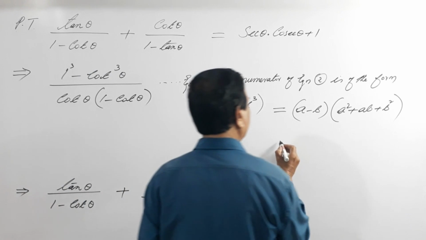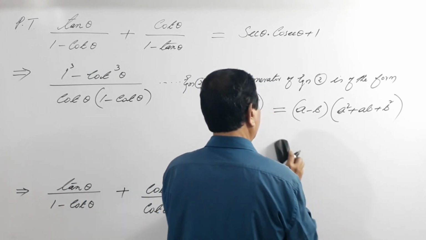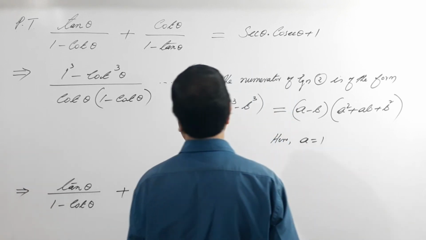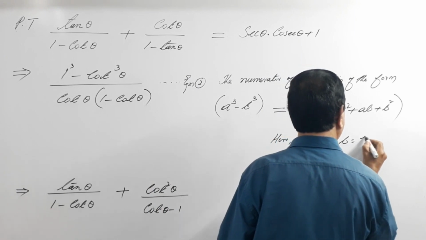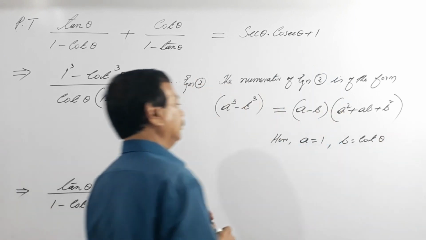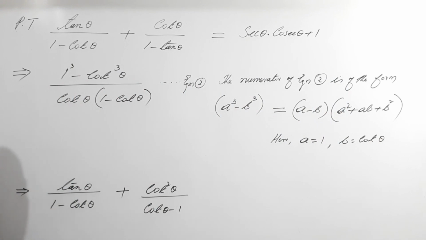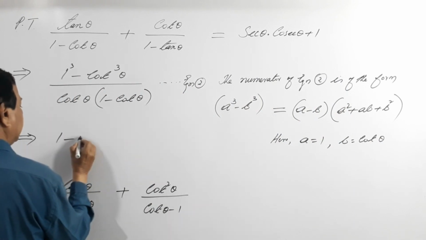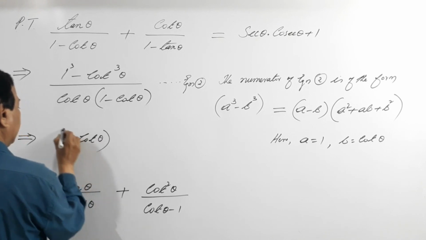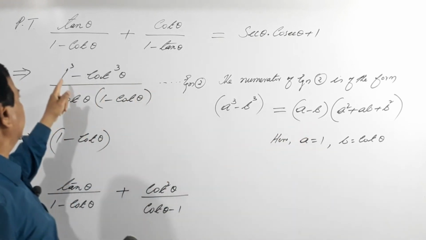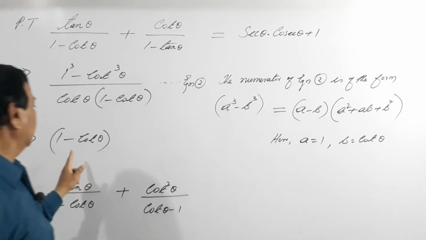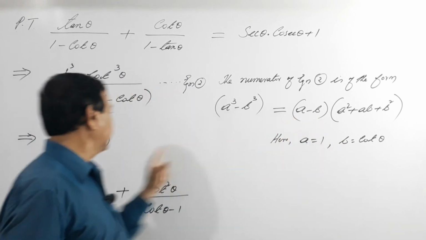Here a equals to 1 and b equals to cot theta. So this is nothing but 1 minus cot theta. So A minus B, that is A minus B is nothing but A is 1, B is cot theta. So I have written 1 minus cot theta.